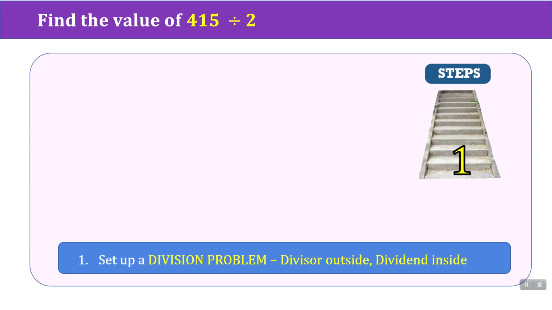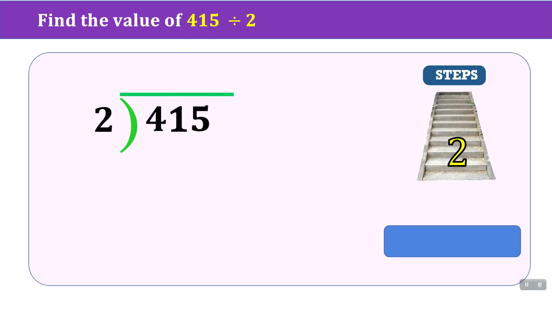Step 1, we would set up a division problem with the divisor on the outside and the dividend on the inside. So we would put 2 on the outside, that's what we're dividing by, and 415 on the inside, that is what we're dividing. Step 2, we divide as normal.